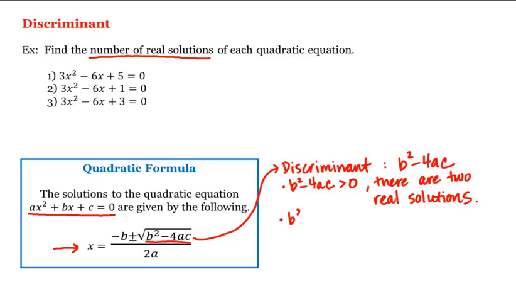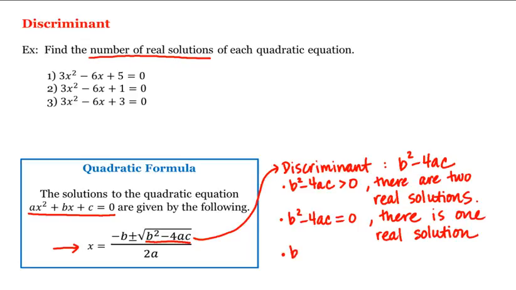Now, when the discriminant is identically equal to 0, there is only one real solution. Namely, x equal negative b divided by 2a. Because in the numerator, we'd be adding and subtracting 0.